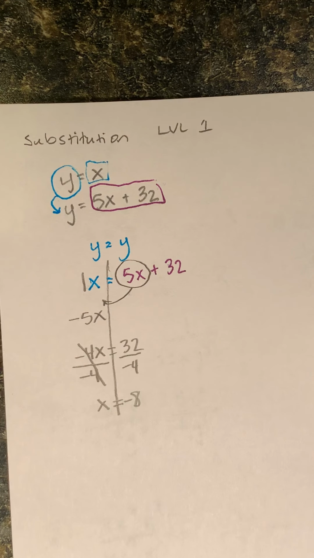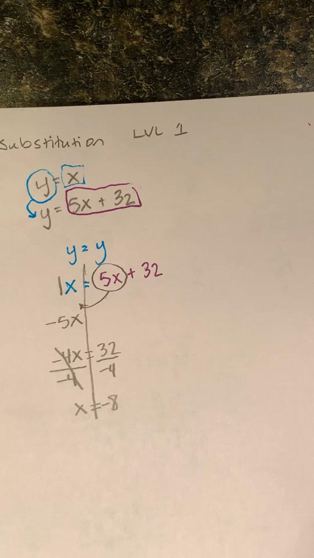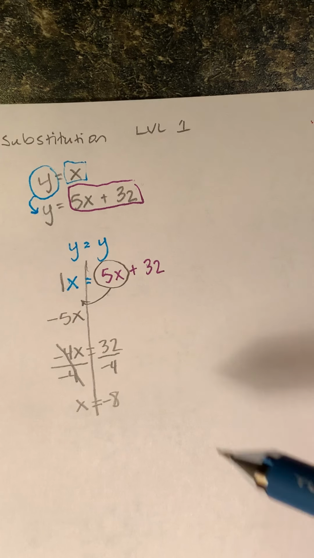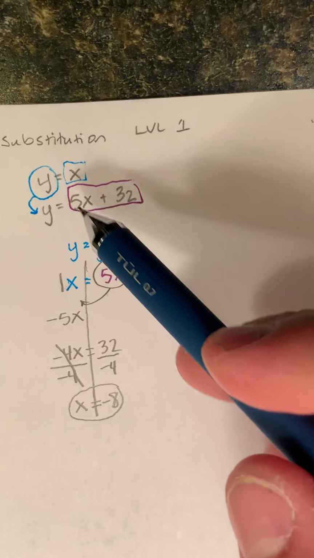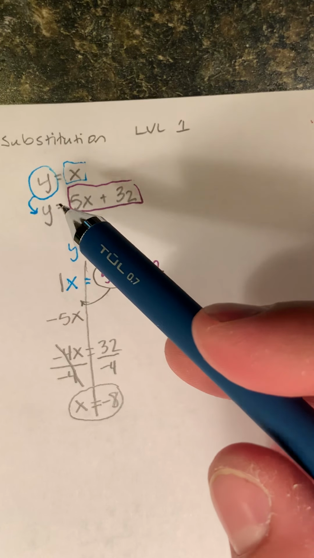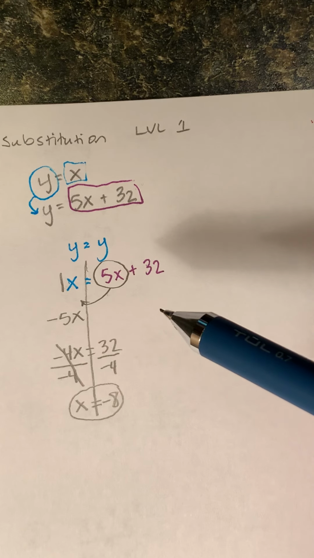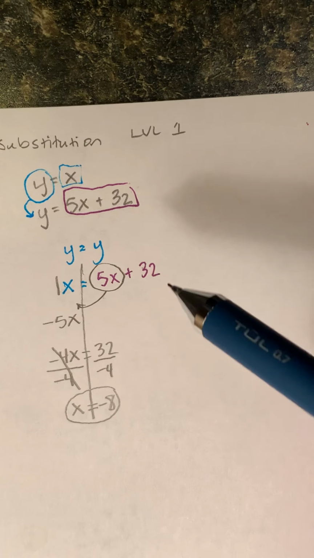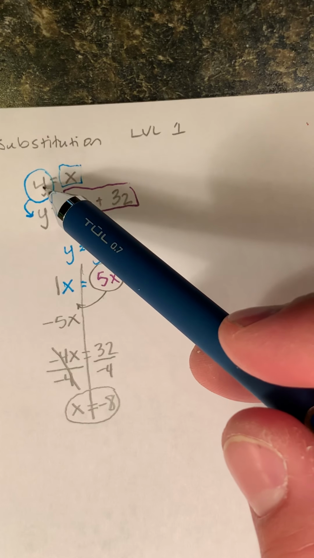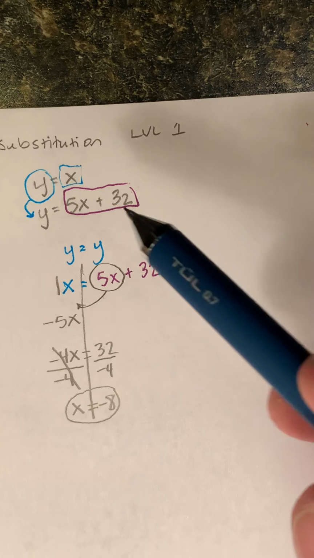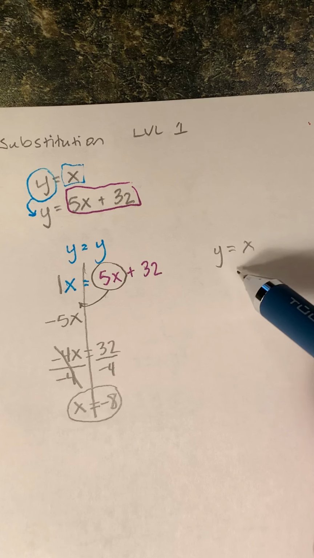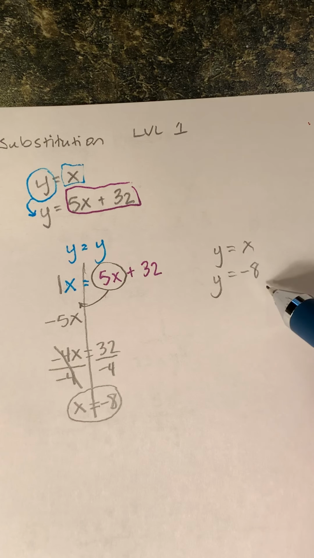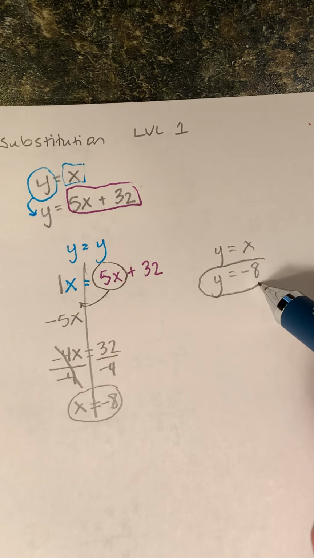To find that second value, this is actually where this gets pretty easy. All I have to do is plug in that value for x into one of the two equations, either the top equation or the bottom. It doesn't matter, whichever one looks easier to you, you'll get the same answer. I'm gonna say y equals x looks a lot easier to me. So on y equals x, I'm gonna plug in negative 8 where x is. And there you have it. My y is negative 8.